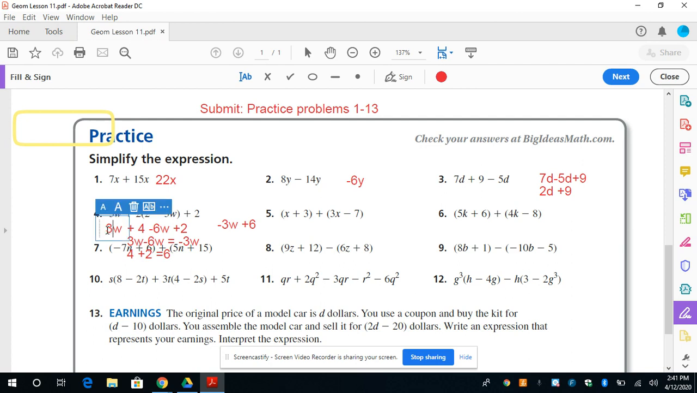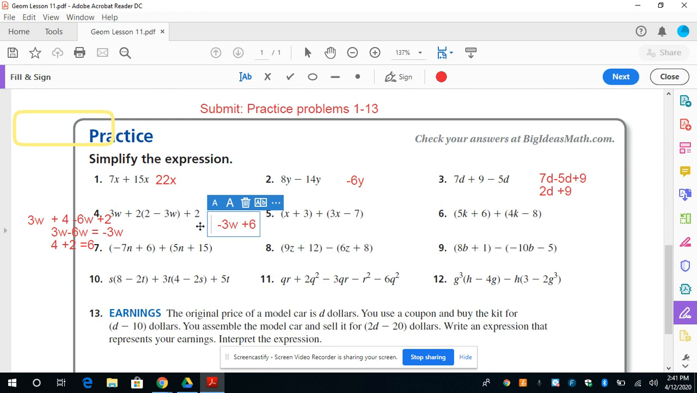And sorry, let me move this over so you can see it. So we took the equation. I just made them in 2 different boxes because I was stupid. Good. So the answer to this one, number 4, is negative 3w plus 6. Okay, we can't combine those because they both don't have a w.